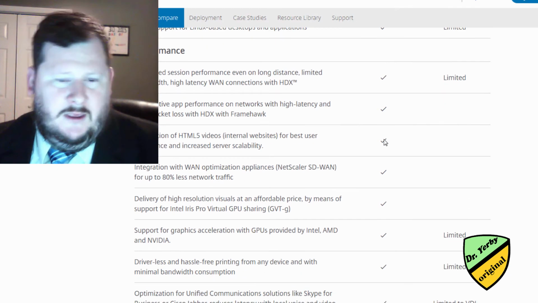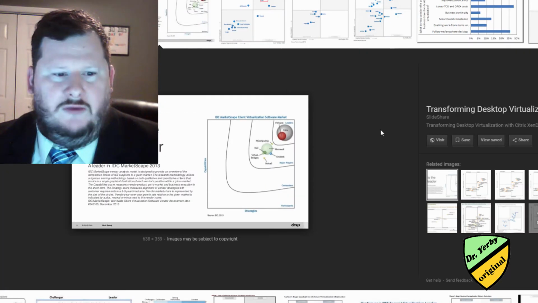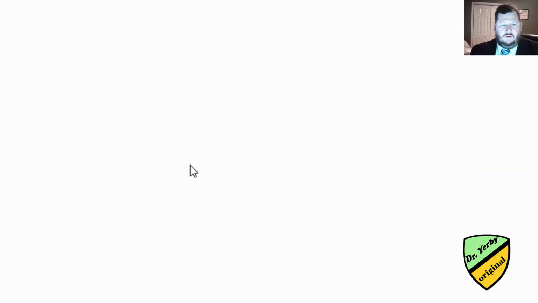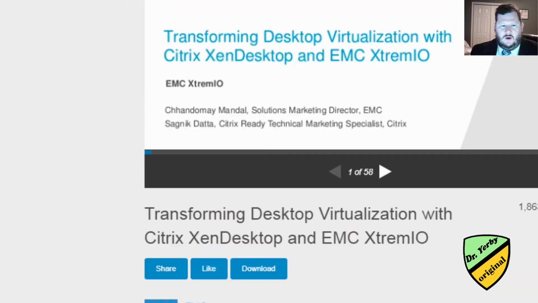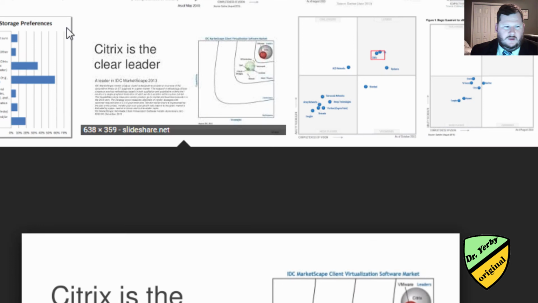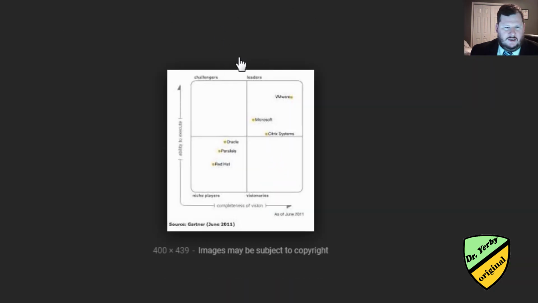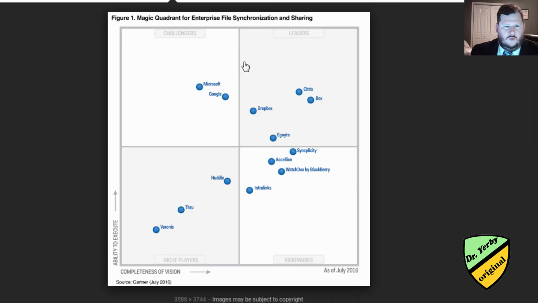And then we can go to maybe Gartner and try to find who's the leader, looking at some Gartner studies or Gartner release data. Again, you're going to see, depending on which Magic Quadrant or which thing you're looking at, this is for enterprise file synchronization and sharing. We see Citrix is up here, Microsoft is way over here, and I don't see VMware on this one.